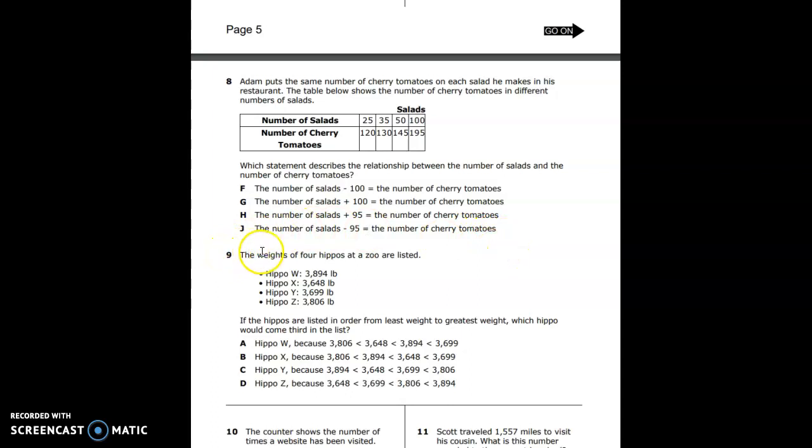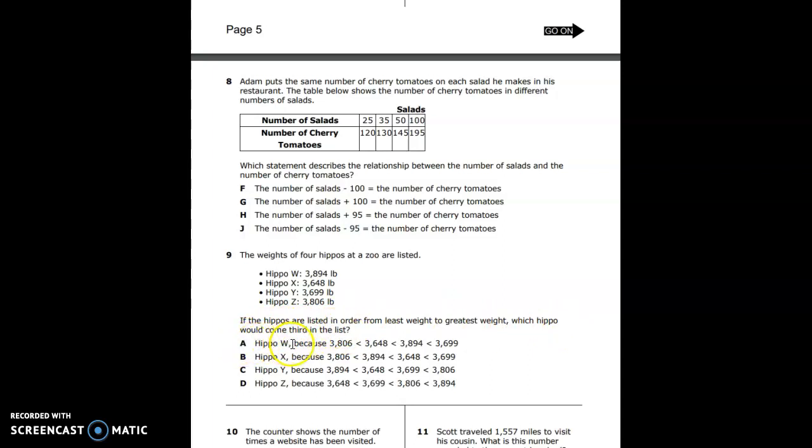Number 9. The weight of 4 hippos at a zoo are listed. Hippo W, 9,894 pounds. Hippo X, 3,648 pounds. Hippo Y, 3,699 pounds. Hippo Z, 3,806 pounds. If the hippos are listed in order from least weight to greatest weight, which hippo would come in third on this list?